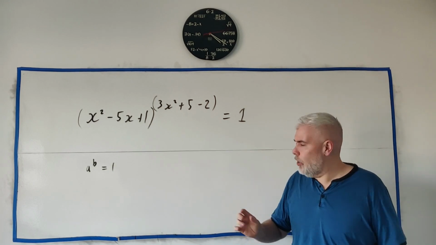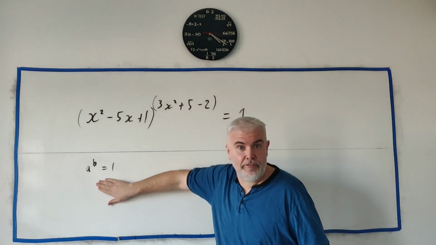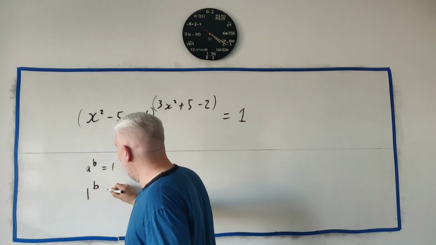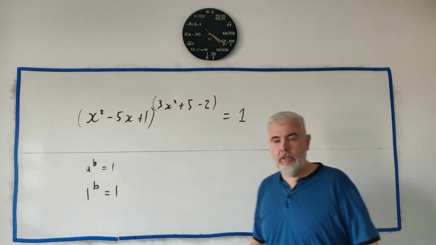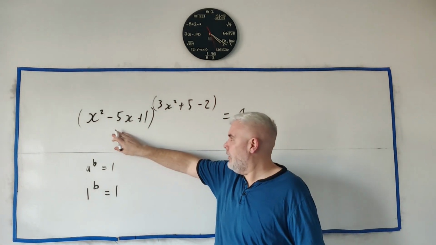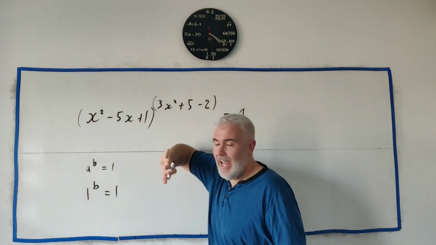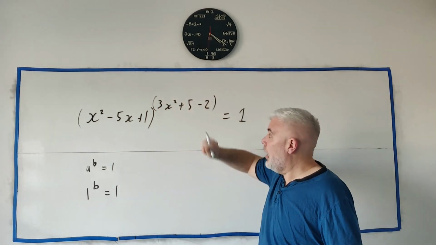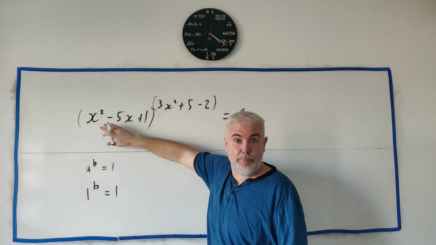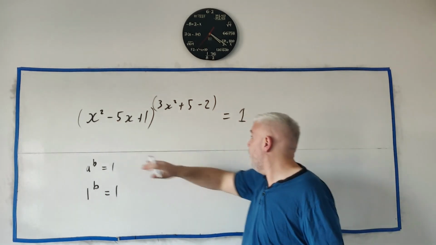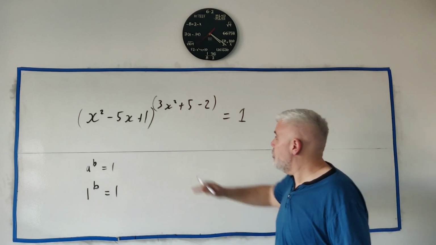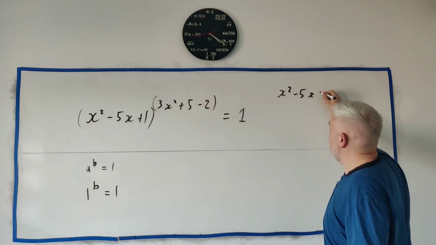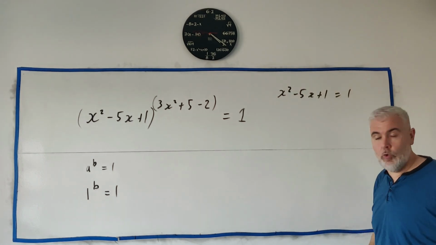The first idea that comes to me when I look at it simplified like this is, I know that 1 to the power of anything equals 1. Let's try and apply that up here. 1 to the power of anything equals 1, so I don't care what's up here. If this bottom part, this base, is 1, then this equation will work. So we can reduce all this down to x squared minus 5x plus 1 equals 1.